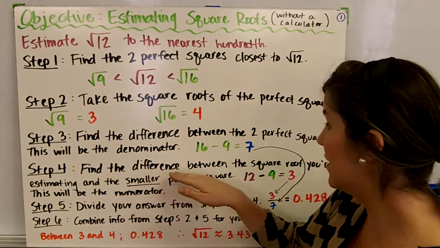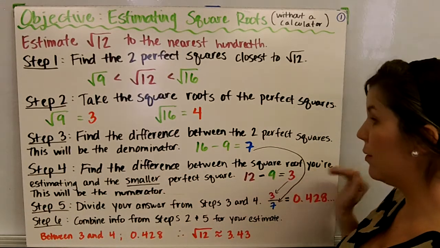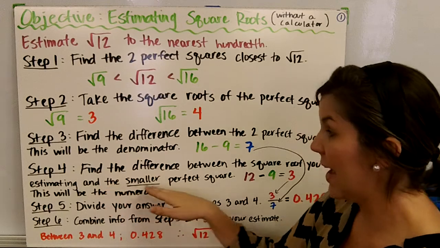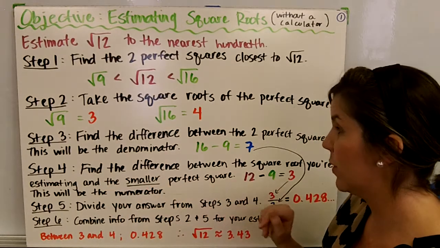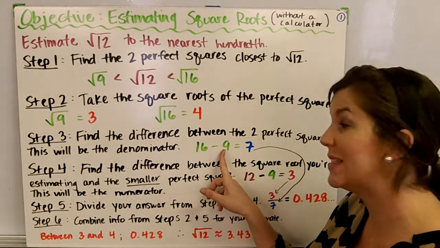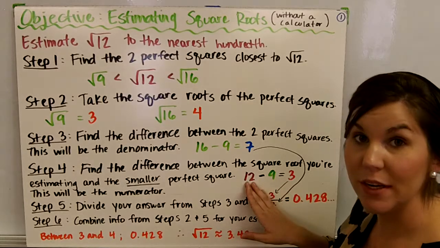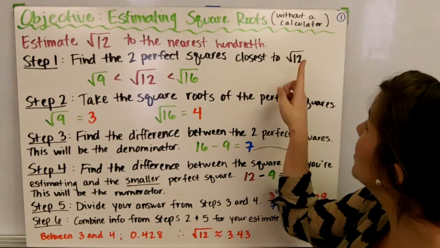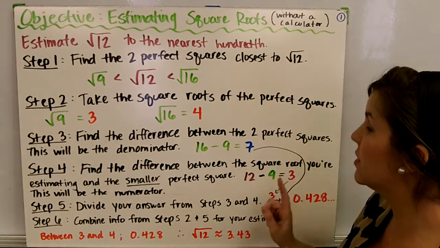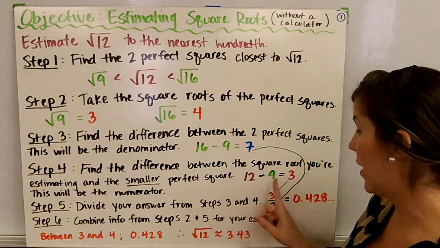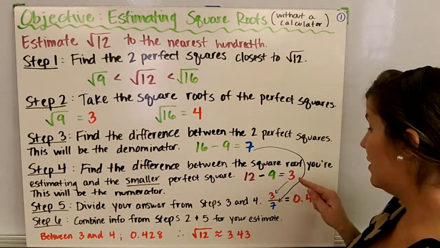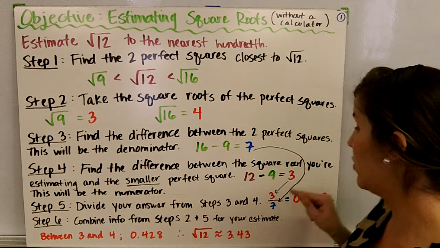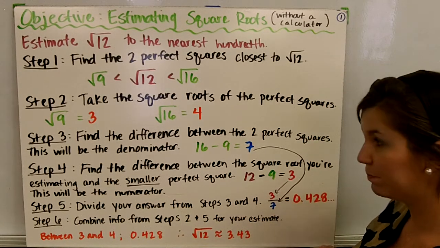Step number 4, find the difference between the square root you're estimating and the smaller perfect square. So my smaller perfect square here was 9. So I'm estimating 12, so 12 subtract 9. So it's whatever is underneath to begin with, subtract the smaller perfect square, and I get 3. This will be the numerator, or the top of my fraction.